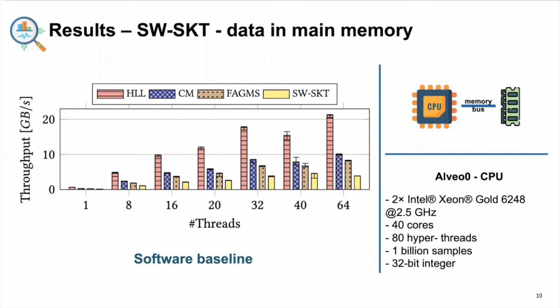It can be seen that software SKIT gets to a maximum throughput of around 4 gigabytes per second for 40 threads while analyzing 1 billion samples of 32-bit integer values. Allocating further resources for compute doesn't improve the throughput performance further. This implementation is used as a software baseline for the comparison with the FPGA implementation.